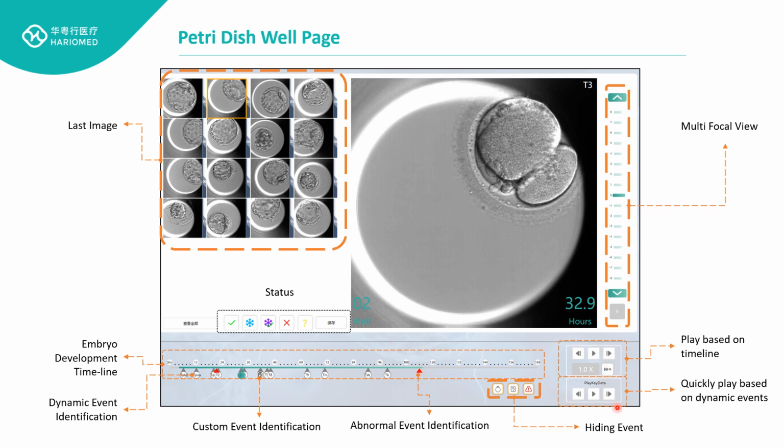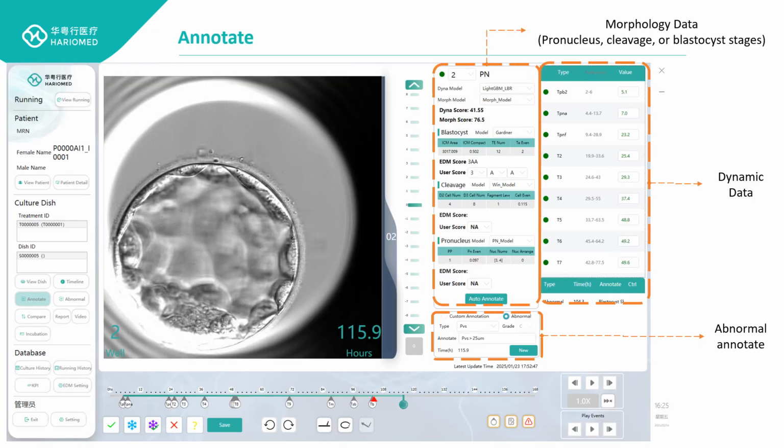And here we can play the timeline. And if you would like to see the video for only one key time point, we can just play the dynamic event play here. And then double click the picture and then go to the annotate part.